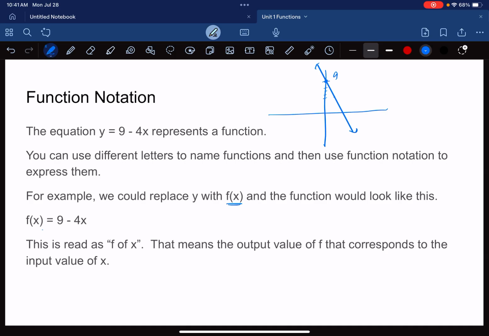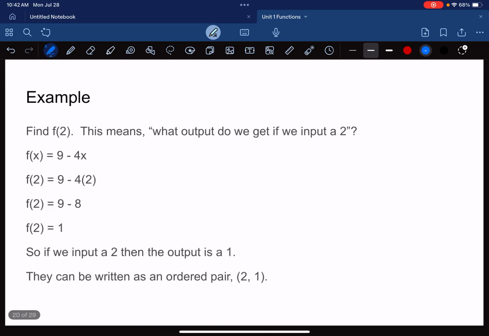And we can input values x and we can get outputs. So it's read f of x, like we talked about before. And that means the output value represents f, and it corresponds to the input value of x. So the function has an output value when I put an x value in. Okay, so let's look at how that works.